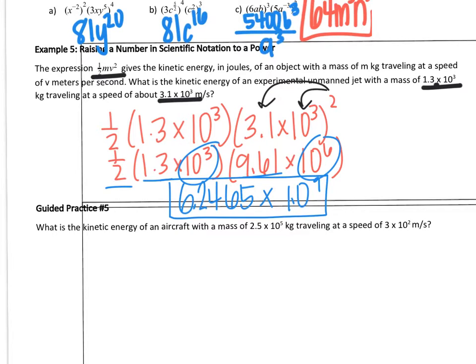Okay, I want you to do the same thing on guided practice 5, except I want you to use the mass 2.5 times 10 to the 5th and the velocity 3 times 10 squared. And then pause the video and I'll give you the answer in just a second. Okay, you should have gotten about 1.125 times 10 to the 10th.